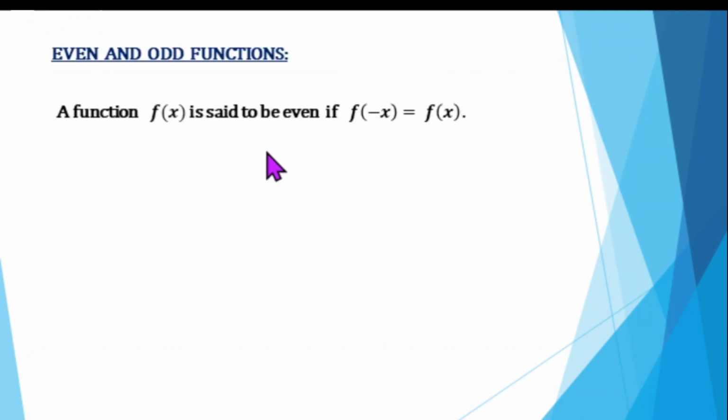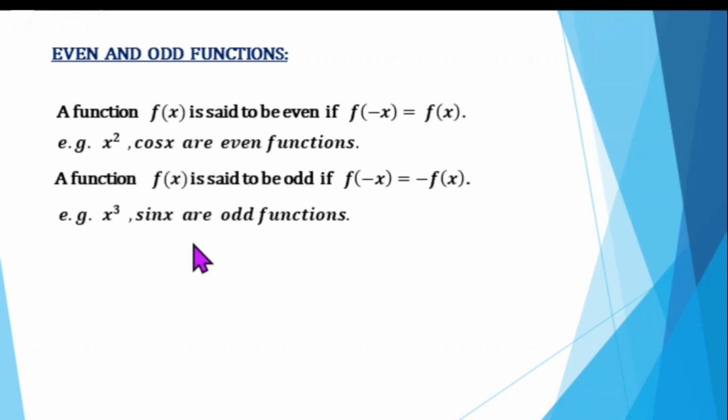A function f of x is said to be even if f of minus x equal to f of x. For example, x square, cos x are even functions. Here, how do you check cos x is even? We take f of x equal to cos x, then f of minus x will be cos minus x, and cos minus x is same as cos x. So, we get f of minus x equal to cos x. So, cos x is even. Then, function is said to be odd if f of minus x equal to minus of f of x. So, examples for odd functions, we can take x cube, sin x, etc.